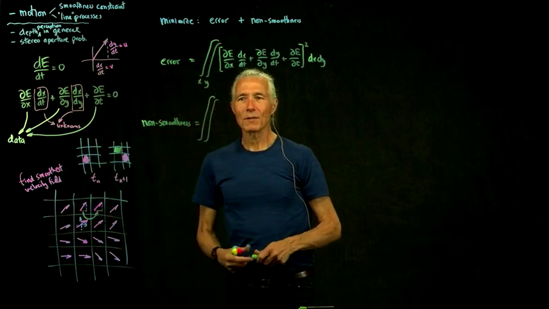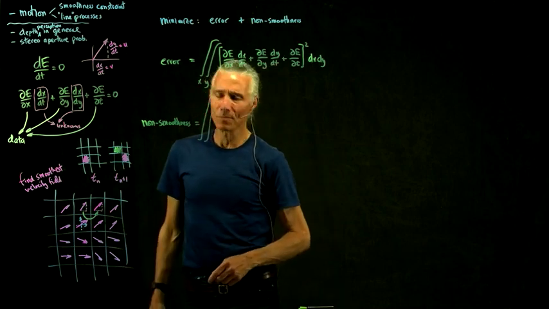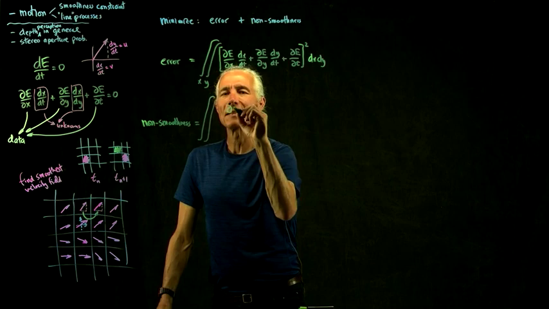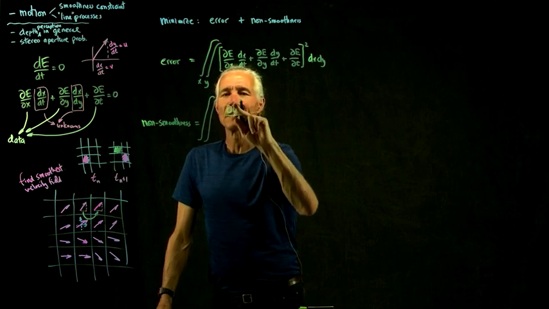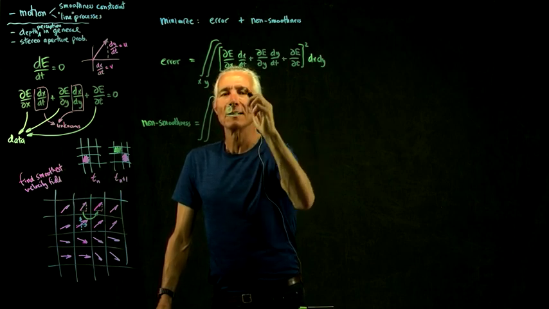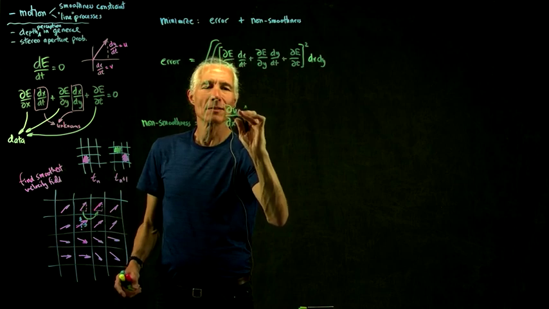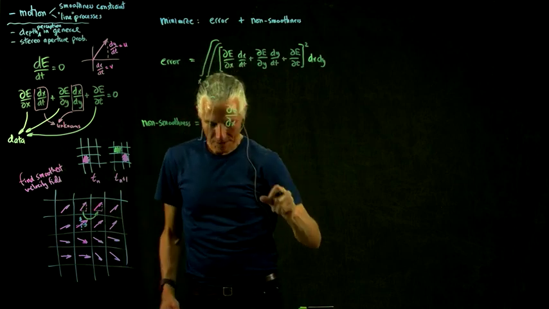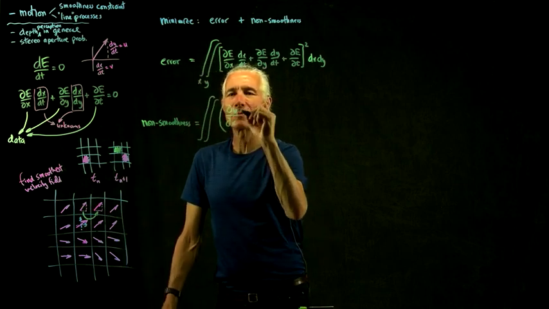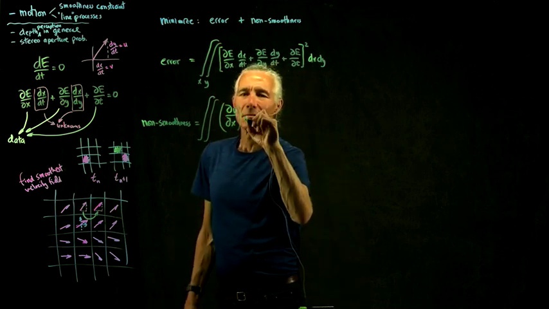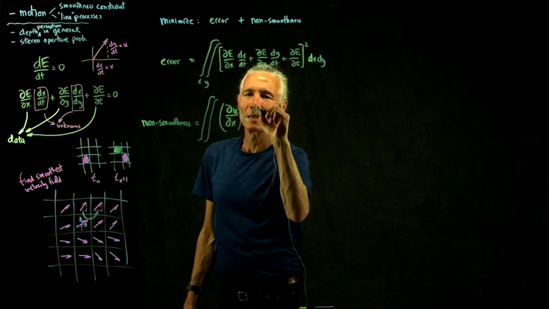And so our equation for the non-smoothness is the change in the x velocity, that's u, when you move in the x direction. That's what I drew here. But there's 3 other possibilities. And then we square that because we want to always have a positive number. So then we're going to have the change in the x velocity when you move in the y direction.